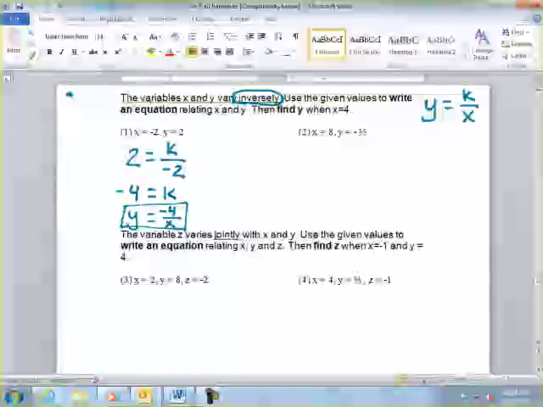The next sentence of the direction says, then find y when x is 4. So that gives us a second thing to do: now that we have the relationship, we can plug in a new number of 4 and get a solution of -1. So two separate things we're asked to do, so we need two separate answers. The first one is the equation that has x and y and the number that we find plugged in for k. And then the second answer is what we get when we plug in an additional value for x.